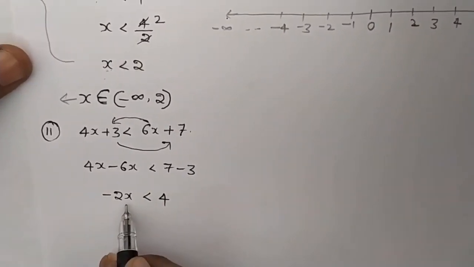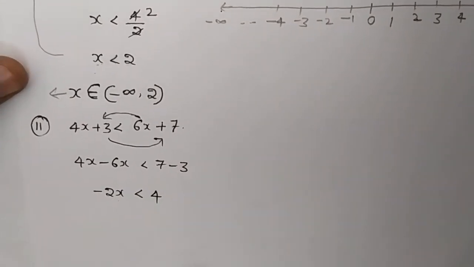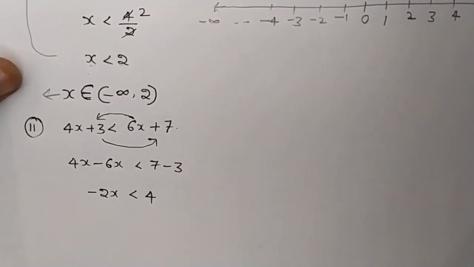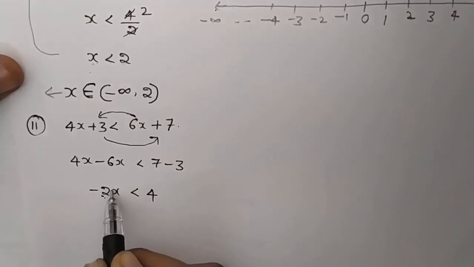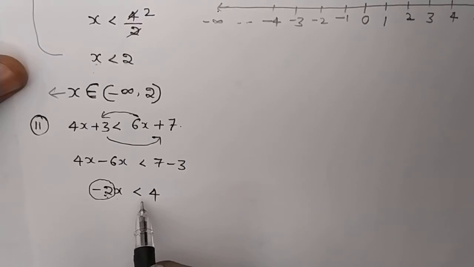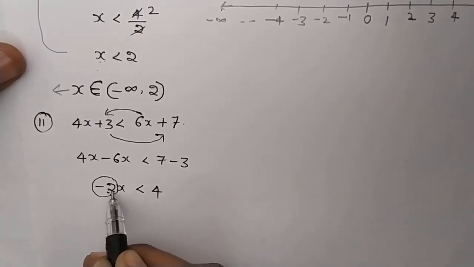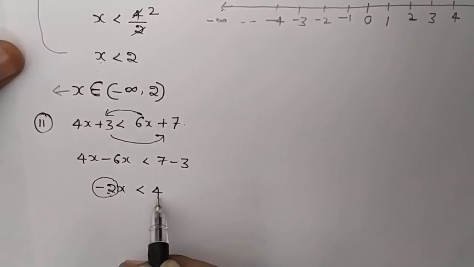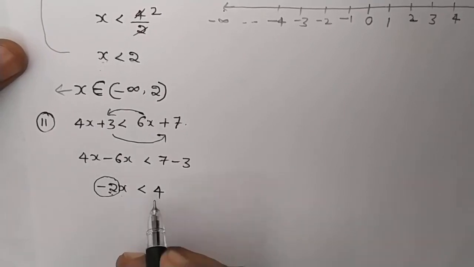Now what about x? Here many of you will get confused. Here we have minus 2x, isn't it? If we send this minus 2 to the right, what will happen? It divides, isn't it? It will divide 4 by minus 2.